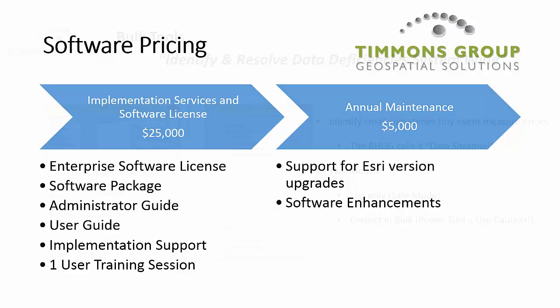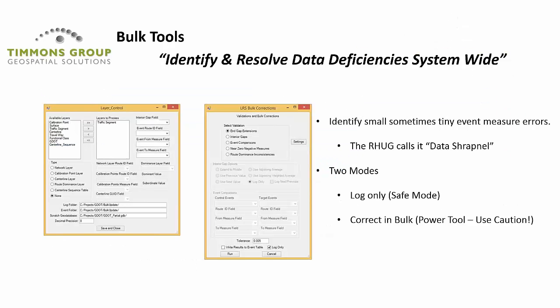So next up, we'll start into the bulk tool set. This tool set was created to identify small and even tiny event measure errors. I think the RHUG has coined a term called data shrapnel for this type of thing. But this tool can run in two modes. There's a log-only mode, which actually flags all the data errors and writes them out to a file. People can then split that up or share that around to resolve them using their own workflows.